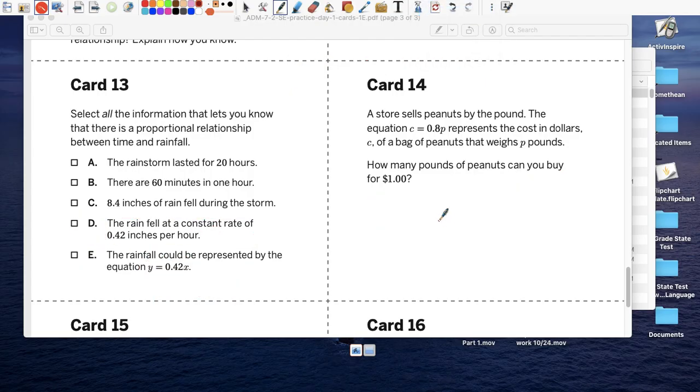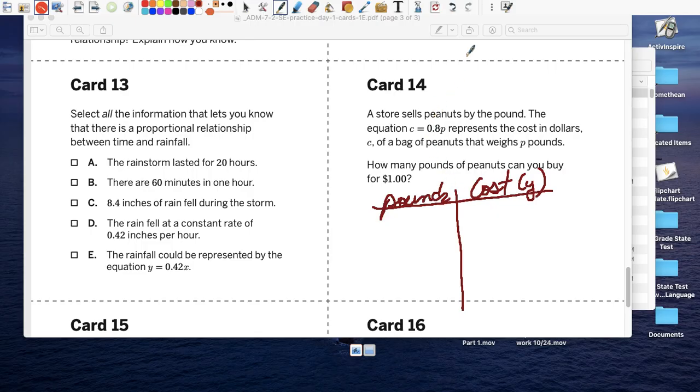14. A store sells peanuts by the pound. The equation C equals 0.8 times the number of pounds represents the cost in dollars, C, of a bag of peanuts that weighs P pounds. All right, so let's translate that into English or into a table. So C represents the cost. Here is the cost. Right now we know that cost should be the y, and the pounds.